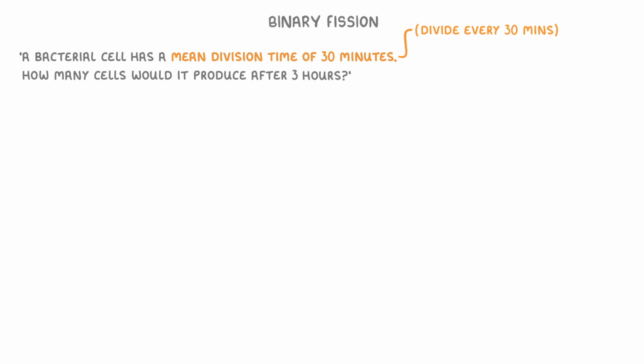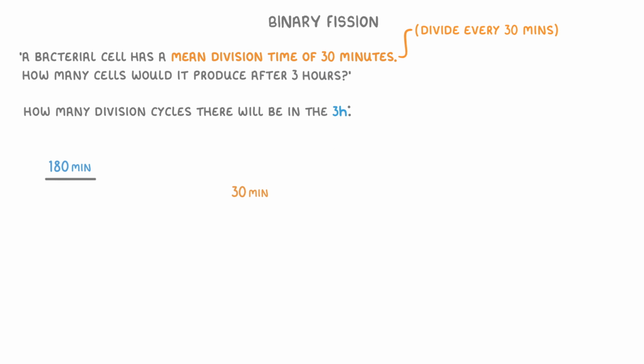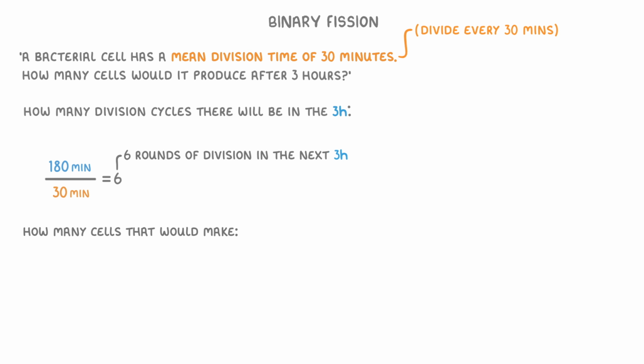So to work this out, the first thing we need to do is figure out how many division cycles there will be in 3 hours, which we can find by dividing the total time of 3 hours, or 180 minutes, by the mean division time of 30 minutes, which is 6. So the bacteria will be able to undergo 6 rounds of division in the 3 hours. Next, to figure out how many cells that would make, we just take our original cell, of which there is only one, and then multiply it by 2, or double it 6 times, which equals 64. So there will be 64 cells after 3 hours.